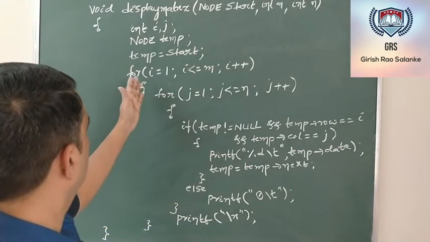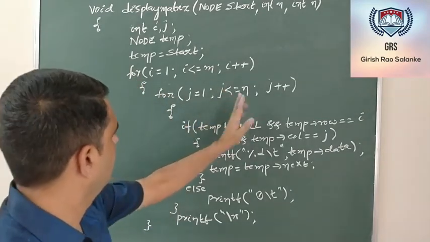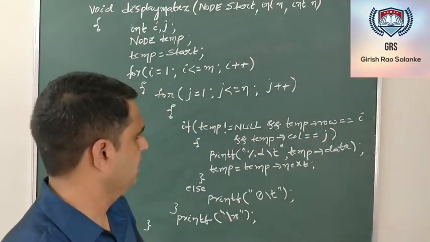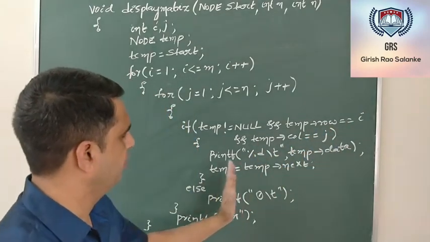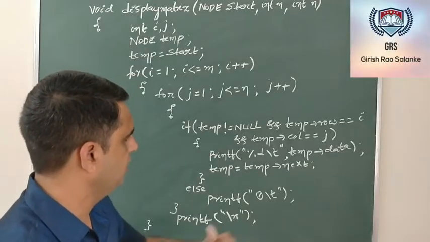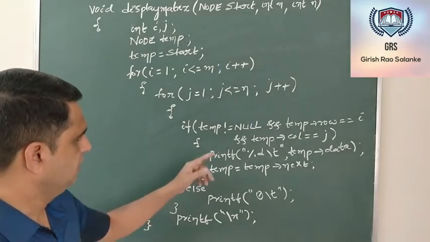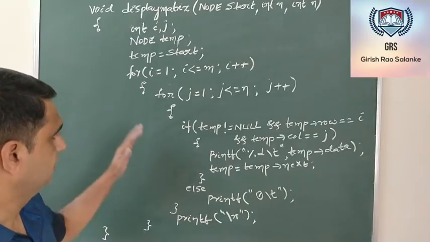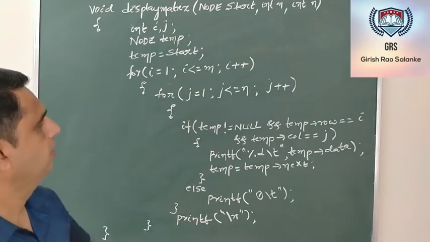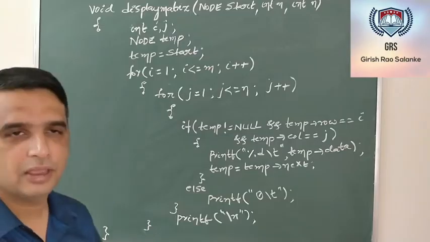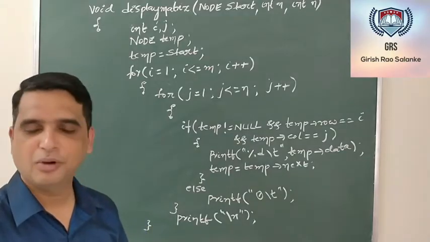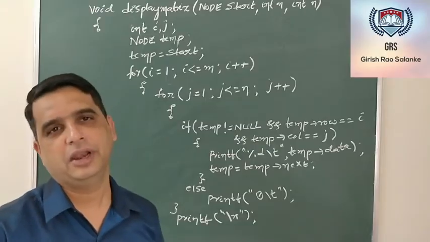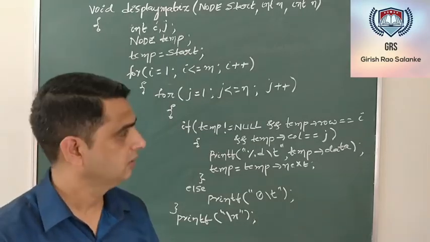I'm traversing the number of rows, number of columns. If row matches with I and column matches with j, then I'm printing the data and then I'm moving the reference of temp to the next node in my double linked list. If this condition fails, I'm printing a 0. This gets printed. I'm going through all the locations of my matrix. This is about how to reconstruct the matrix from a double linked list.